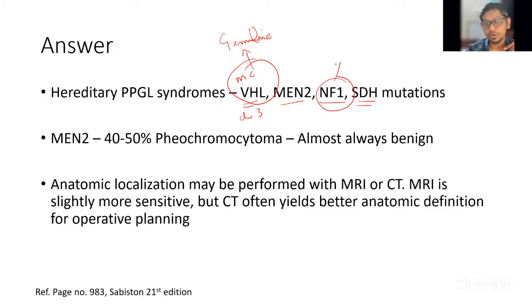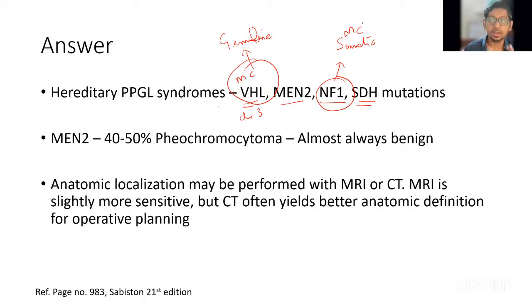Now remember, when you talk about NF1, they are the most common somatic mutations for pheochromocytoma. Okay, very important concept to understand. So most common somatic is NF1, most common germline is VHL mutations. Now remember, in MEN2 disease, as I already mentioned, it is MTC, pheochromocytoma, and primary hyperparathyroidism. MTC occurs in almost 95 to 100% of patients. 40 to 50% will have pheochromocytoma, and about 20 to 30% will develop primary hyperparathyroidism.